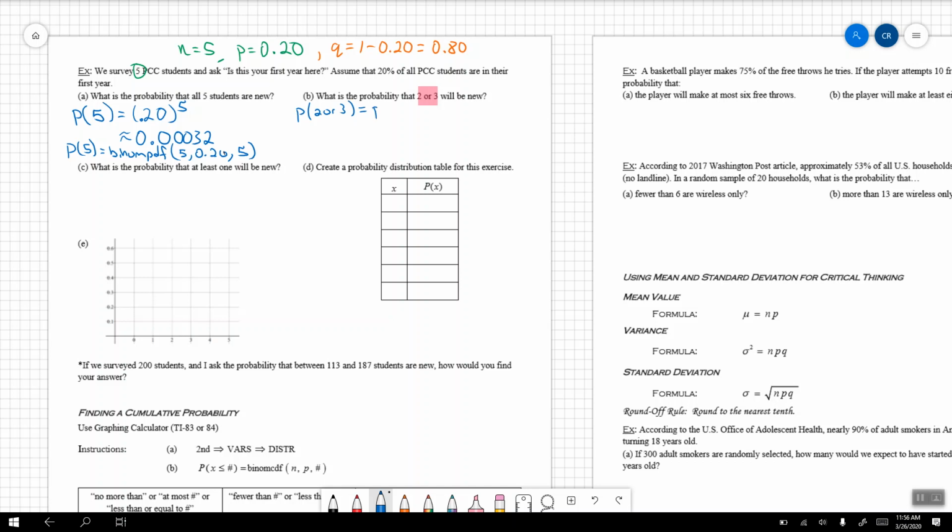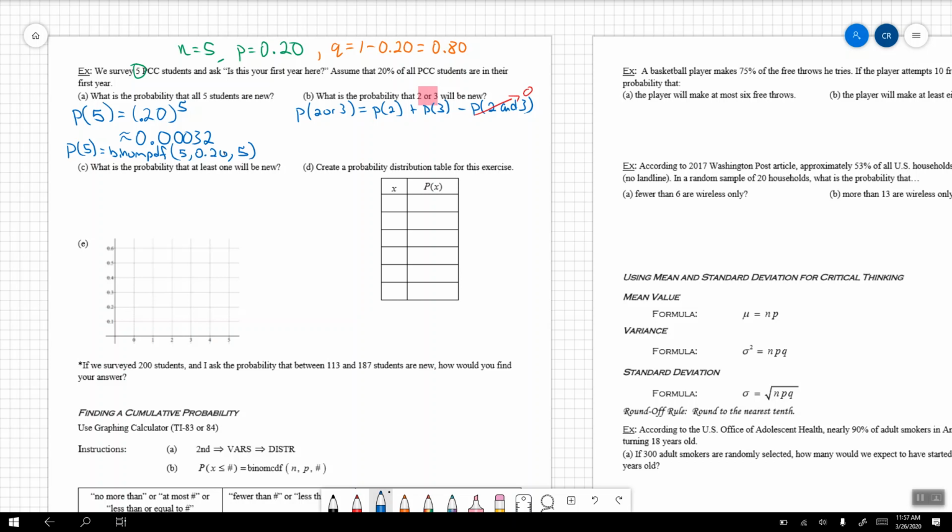Now the big question here is, are the events mutually exclusive? Does one affect the other? If 2 are selected, does that affect that 3 will be selected, that they are new? Right? The probability here is mutually exclusive, which means when we do the subtraction of 2 and 3, that subtraction will automatically go to 0 because they are mutually exclusive.